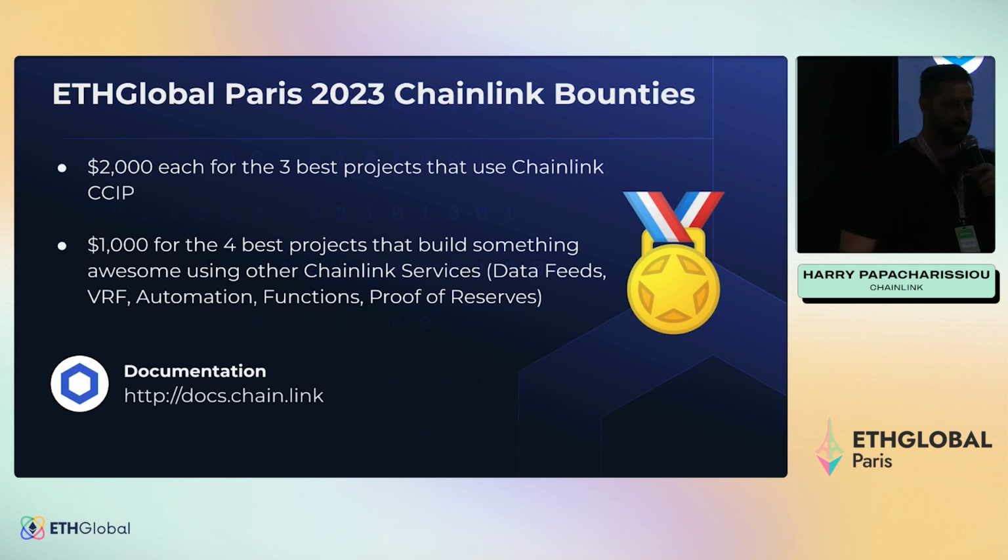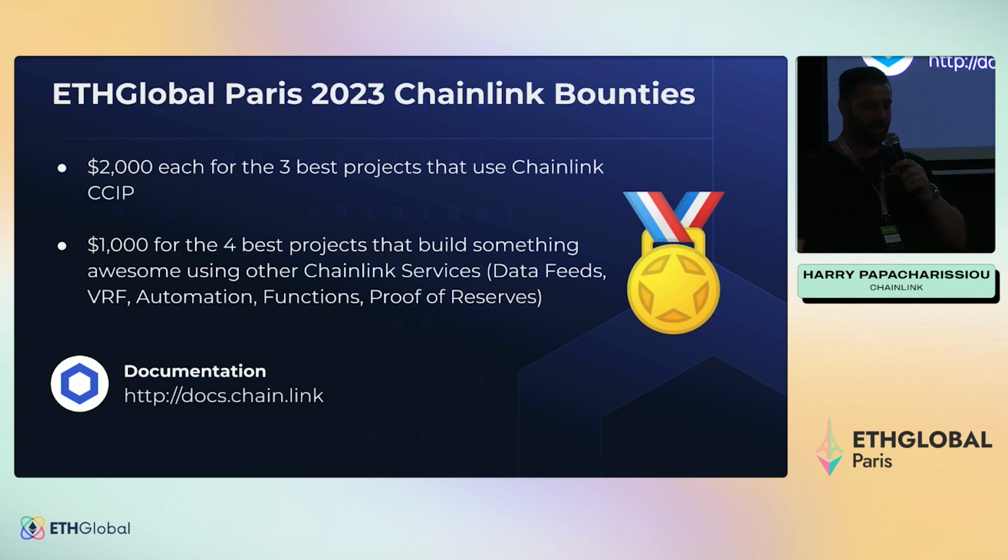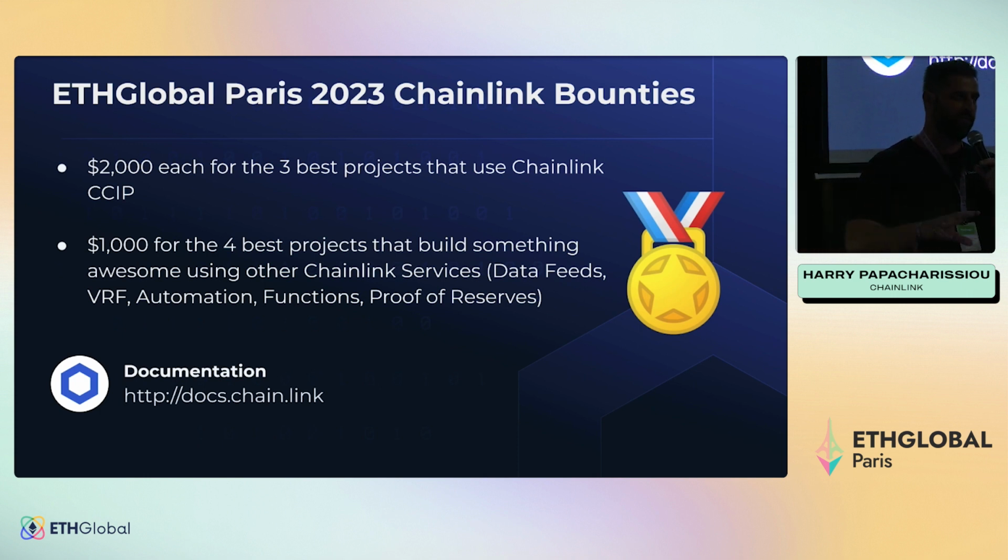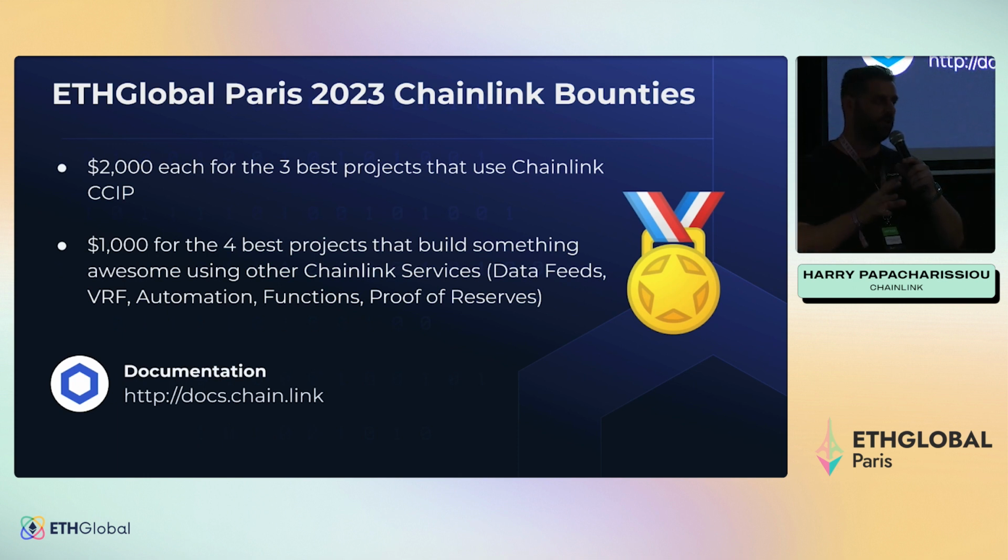So if you're building a DeFi app, you can use data feeds. If you need randomness, you should look at VRF. If you want to do API calls, you should look at functions. And if you need to automate your smart contract calls, etc., you should look at automation. We're not going to talk about those services today because we only have 25 minutes. However, I urge you to go to the Chainlink docs at docs.chain.link and check them out.